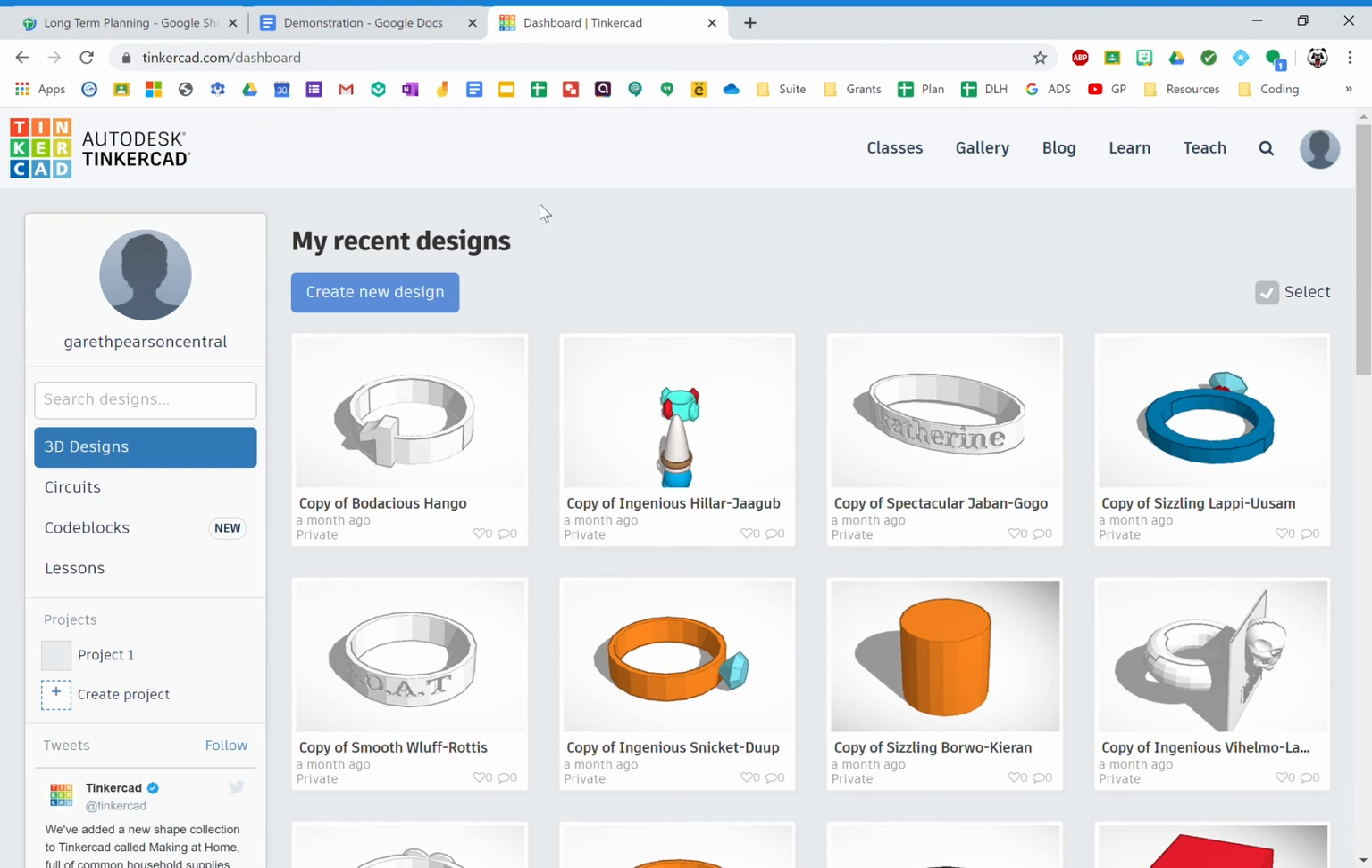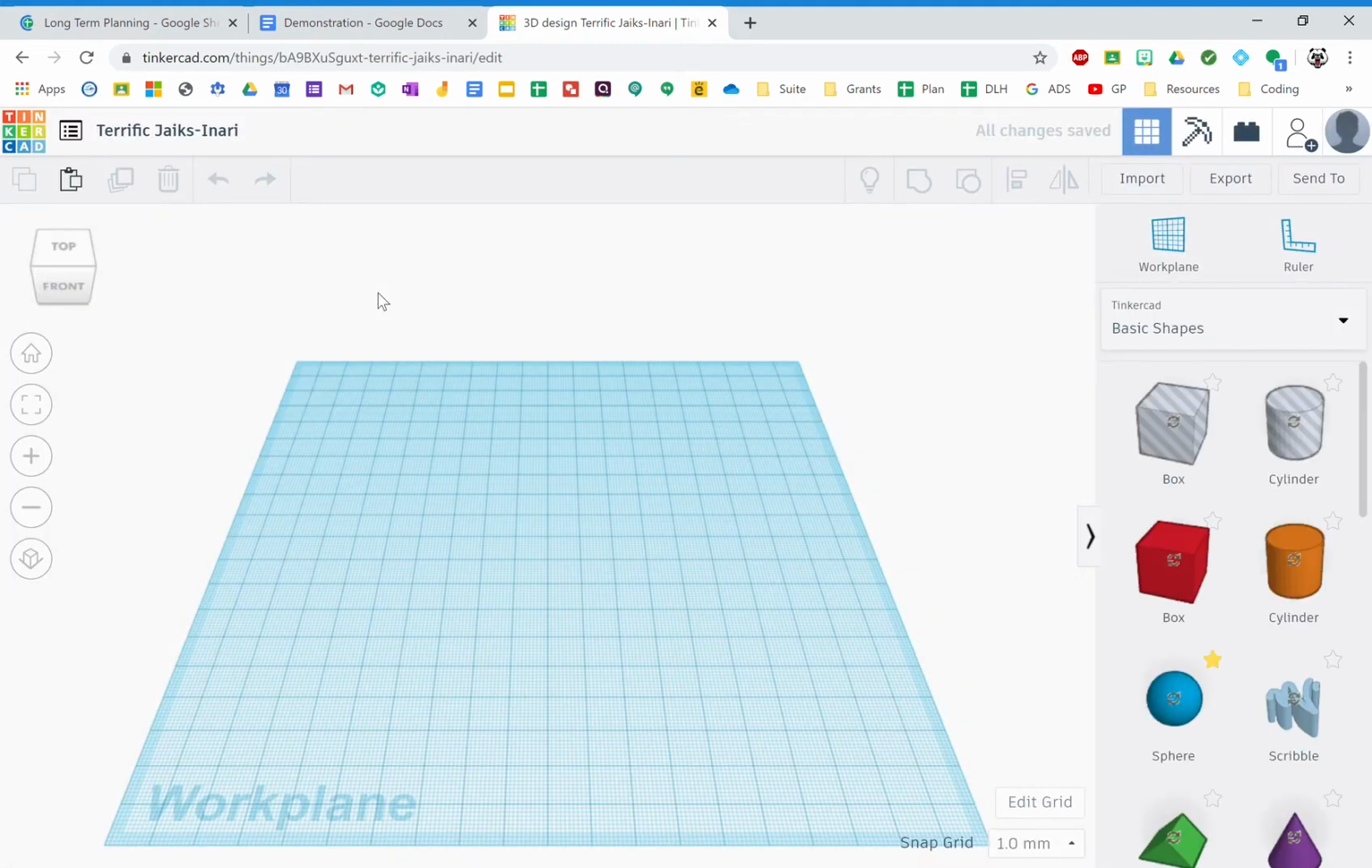Hey guys, so I just wanted to review some of the things that you're supposed to do in terms of math for the Tinkercad project, for the United Nations project. So let's go ahead and create a new design. Okie dokie, there are four shapes that you need to have for the project.